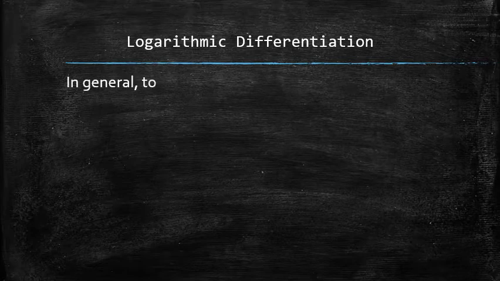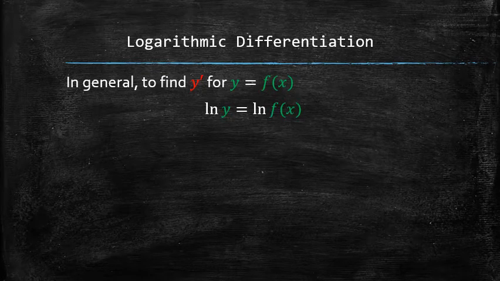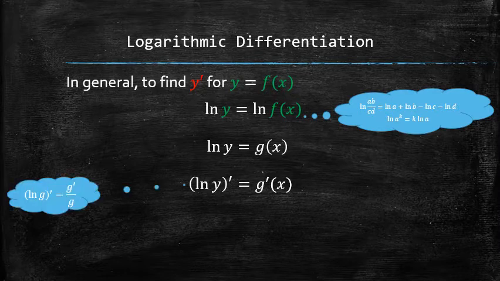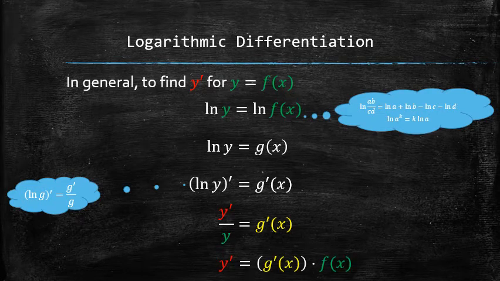In general, to find the derivative of a function, we apply the natural logarithm function to both sides of the definition of y. Using the properties of the logarithms, we simplify the right-hand side to make it easier to differentiate. Then we differentiate both sides of the equation with respect to x. Using the rules of differentiation, we usually obtain the following result. Since the original goal is to find the y prime, we isolate y prime by multiplying both sides of the equation by y.